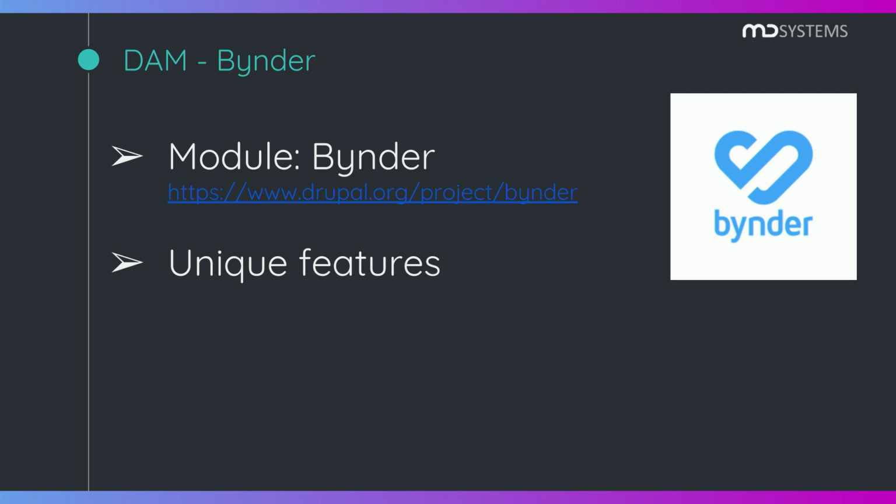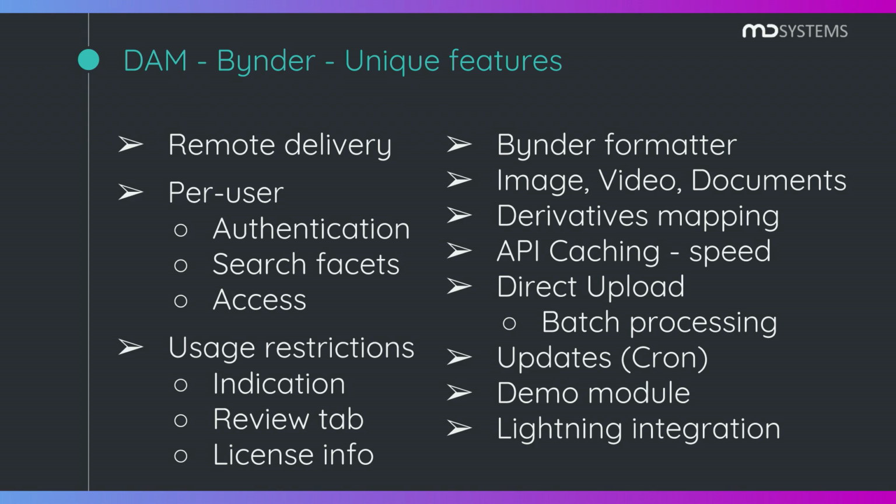And when we look at Binder, this is really much, much deeper integrated. We have per-user authentication. They have facets that can be specific to a user. Access is restricted. They deal with licensing information and restrictions, like you cannot use this because it can only be used in print.